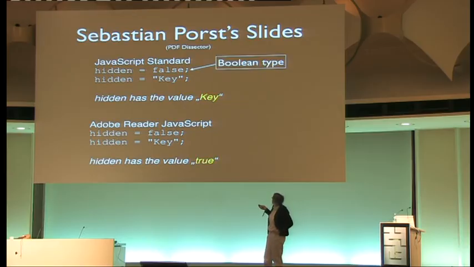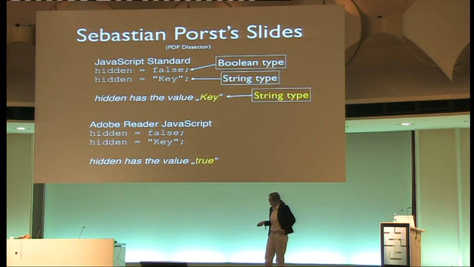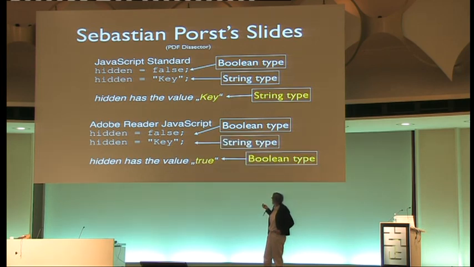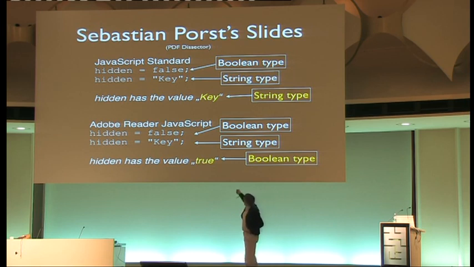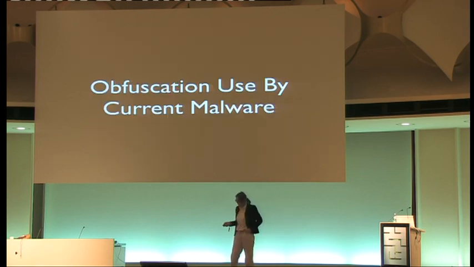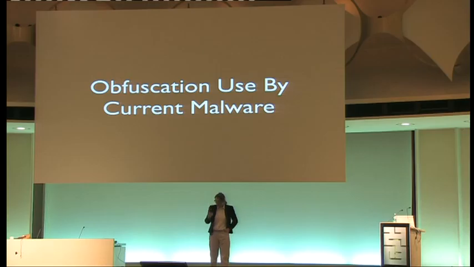So if you make this variable a Boolean, and then assign it a string, the web browser says, oh, it's a string. If you do the same thing in Adobe Acrobat, it ends up remaining a Boolean instead of turning into a string. So if you're using SpiderMonkey or one of those engines, you need to be aware of this, because SpiderMonkey does it that way. Some malware is starting to use a few of these tricks, not very many.